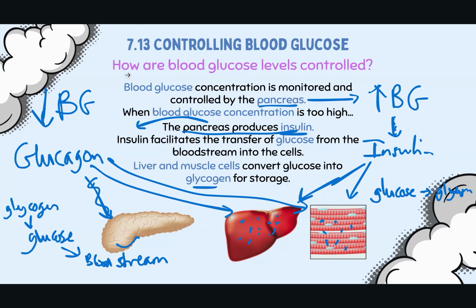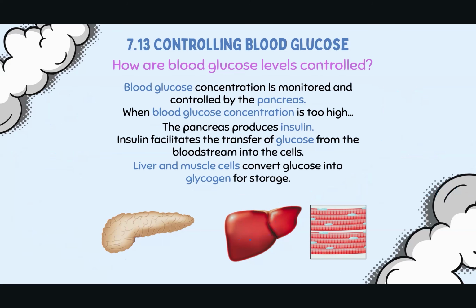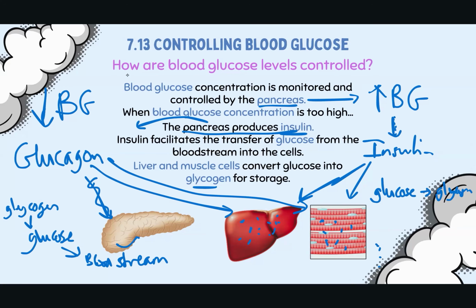Now, if the blood glucose becomes too high, then this happens again. The pancreas secretes insulin. Insulin is absorbed by the liver and the muscles. They convert glucose to glycogen. That takes glucose out of the bloodstream. So the blood glucose decreases. If it becomes too low, then we go through this process again. Glucagon, the hormone glucagon, is released by the pancreas.